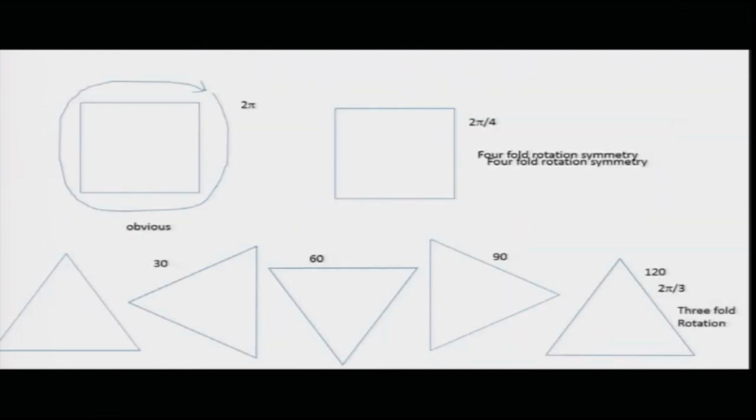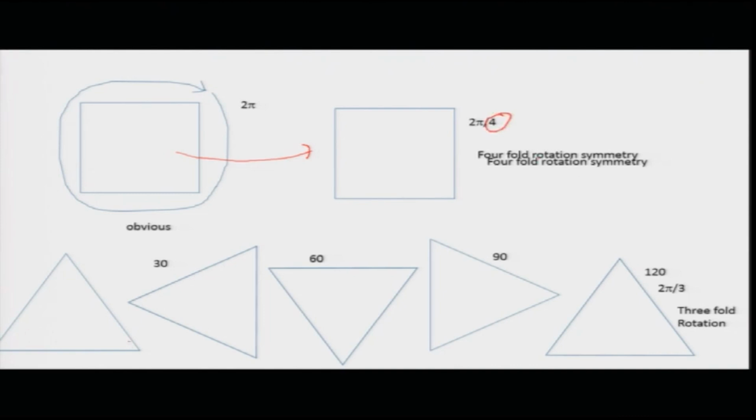So, for example, this square lattice, if I rotate it by 2 pi, the full 360 degree rotation, 2 pi by 4, or pi by 2, rotation will take it into a shape which will remain invariant. So, we say that this 4 represents a 4-fold rotation symmetry.